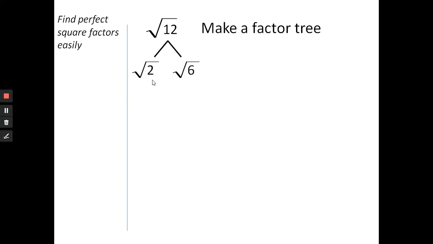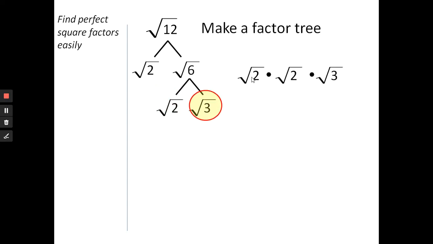Okay, now the square root of 2 can't go any lower. That's a prime number, 2. And so we can break down 6. That's the square root of 2 times the square root of 3. Now we've gone as far as we can go with prime factorization, so we look at what we have. We have the square root of 2 times the square root of 2 times the square root of 3. And when we write that out like factors, we can see that we have the square root of 2 times the square root of 2.